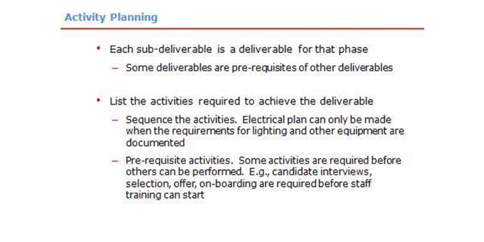Sequence the activities. Electrical plan can only be made when the requirements for lighting and other equipment are documented. Prerequisite activities: some activities are required before others can be performed. Candidate interviews, selection, offer, and onboarding are required before staff training can start.